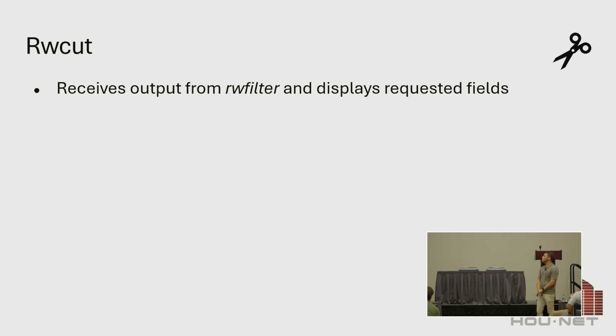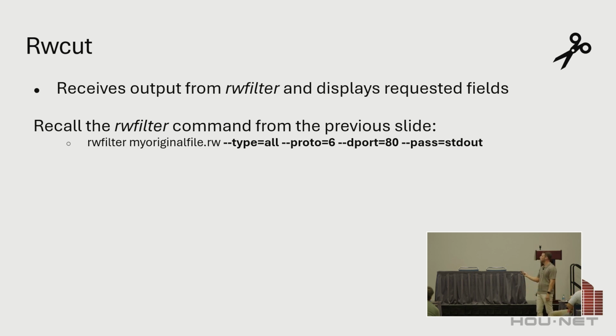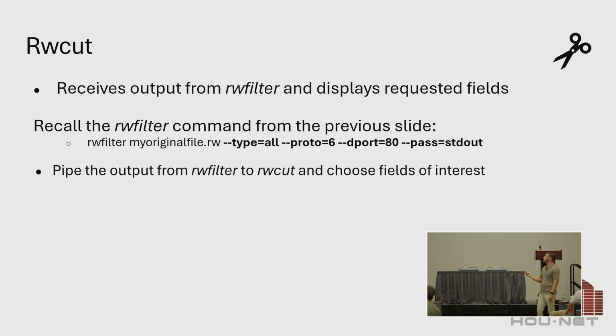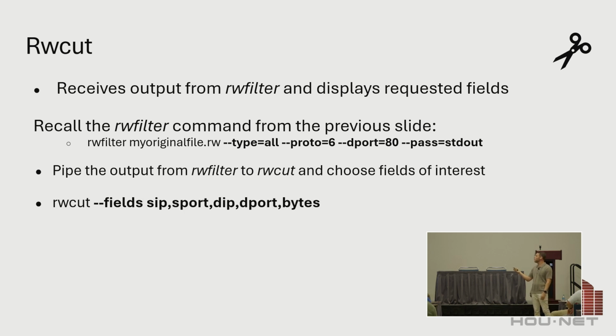Then we can use a tool like rwcut, and I promise we'll go back to that previous one a little bit, to actually manipulate that data that passed my filter. So rwfilter, again, filters my data, and then I'm going to use rwcut to say, I only want the fields source IP, source port, destination IP, destination port, and the bytes for that flow communication.